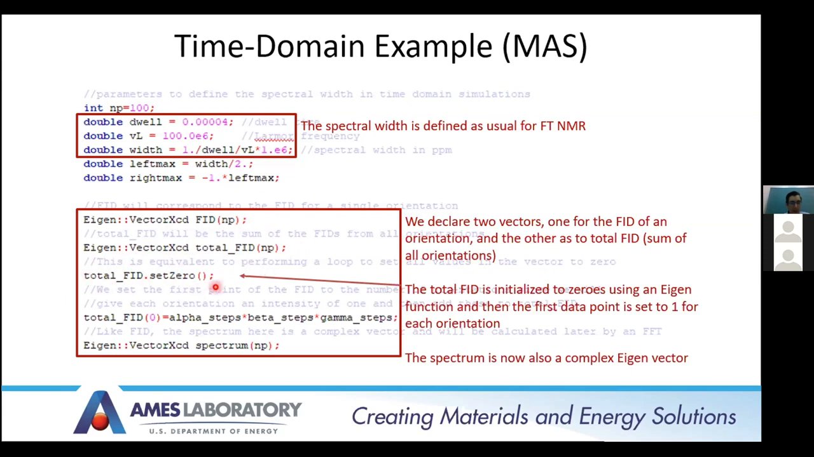And then here we use this Eigen function, which essentially zeros all the elements of the FID. That's analogous to the earlier program, where I ran a loop to zero all the elements of the array spectrum. Using this function for Eigen does the same thing. It just sets all the values to zero. And then we set the first element of the FID to the number of orientations, just because we're not going to be calculating the first element of the FID, so we need to give it a value. And then the spectrum is defined, again, as a complex double vector using Eigen.